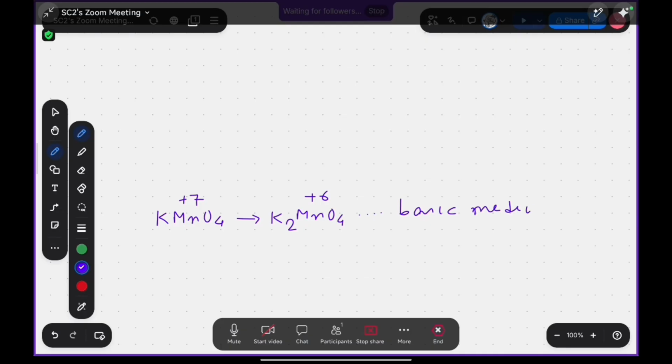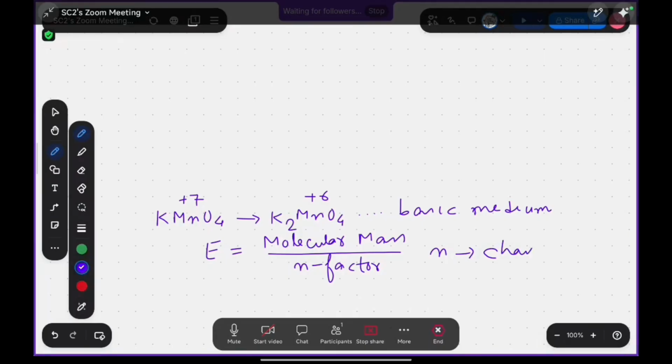Now, we don't have to calculate M. I have taught you already how to calculate the equivalent weight. It is equal to the molecular mass of the substance divided by the N factor. Now how do you calculate the n factor? Since this is a change in the oxidation state, here n means the change in oxidation state. I have already taught you.